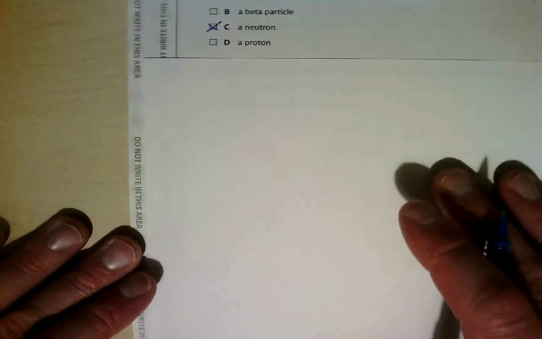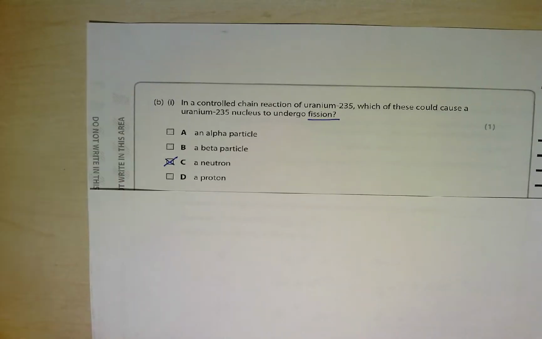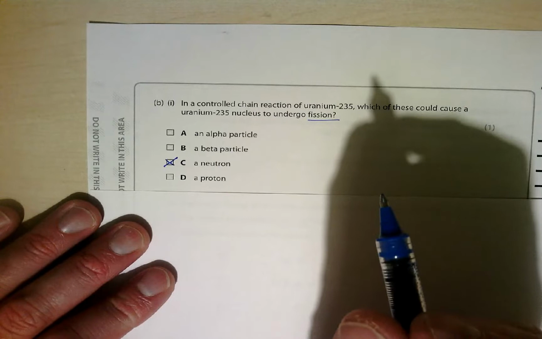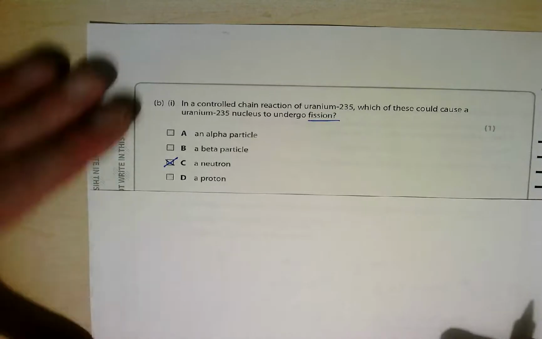Part B of question 8 was concerned with nuclear fission. So this is the process that occurs in nuclear power stations, and the answer is neutron. A neutron is fired at a uranium nucleus or nuclei to cause it to split under a controlled chain reaction.